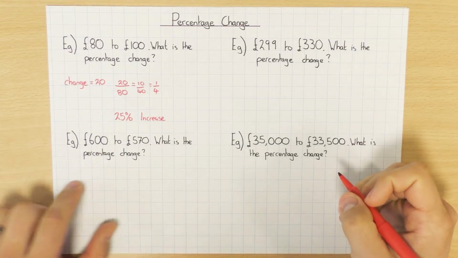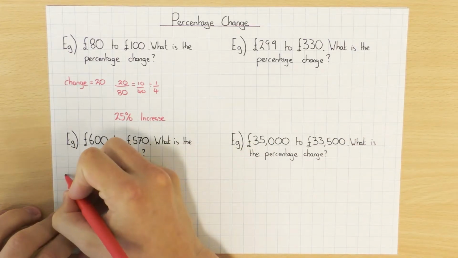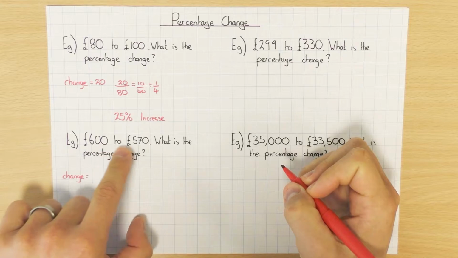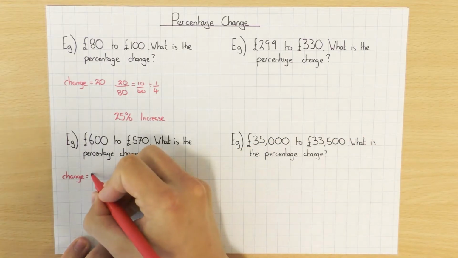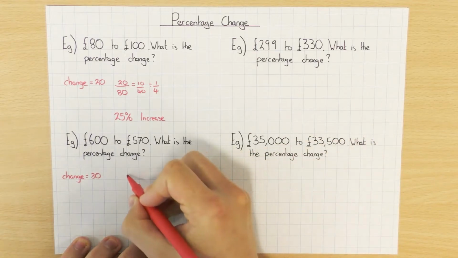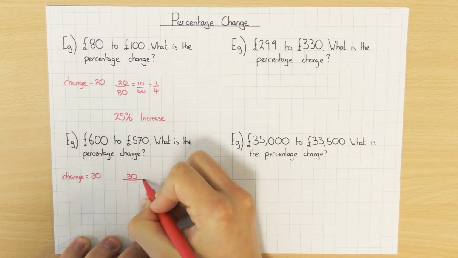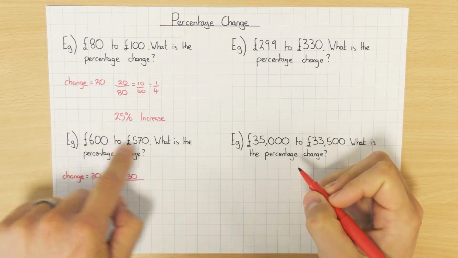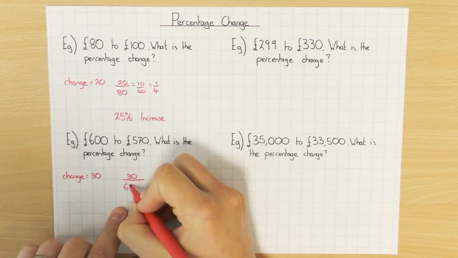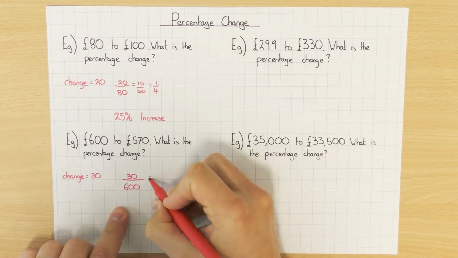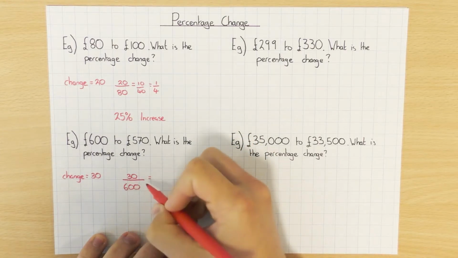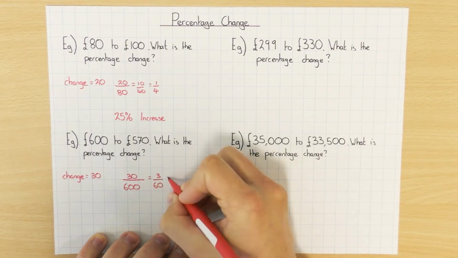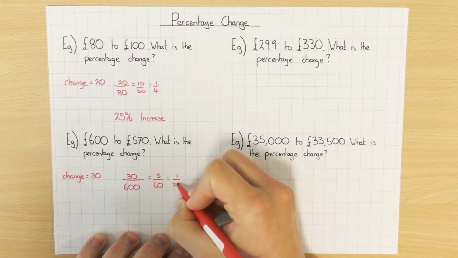Okay, let's have a look at this one then. First thing we're going to do is have a look at the change, and again this is going to be a non-calculator example. We go from £600 to £570, so the change there is 30. I'm going to divide that change of 30 by the original. Before anything happened, this was 600, so I'm going to divide by 600. Because it's non-calculator, I'm going to simplify this. I'm going to divide both of them by 10, so that's 3 over 60. I can simplify that again by dividing both by 3, so I have 1 over 20.